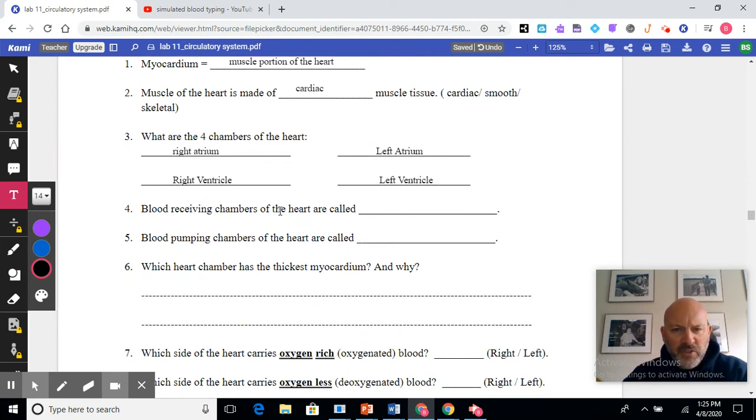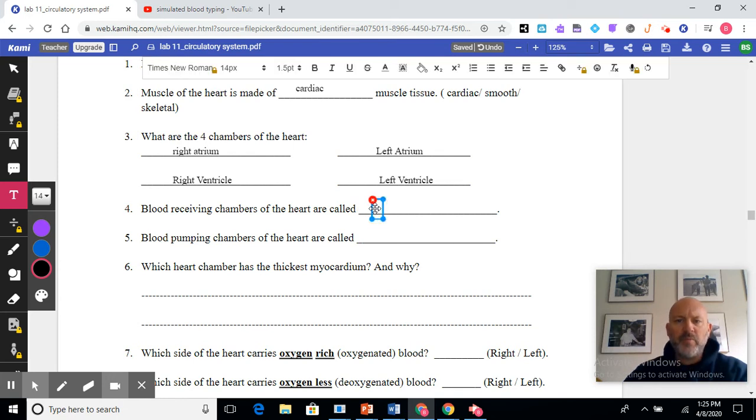Blood receiving chambers are called what? What are the blood receiving? They're at the top. They are the atria. Atria is plural, remember? And atrium is singular. The sending chambers or the pumping chambers are going to be called the ventricles.